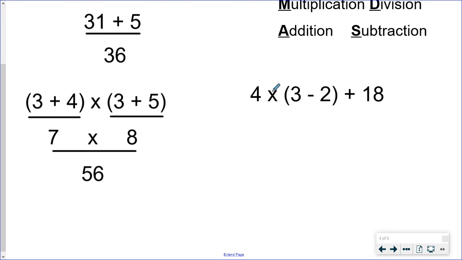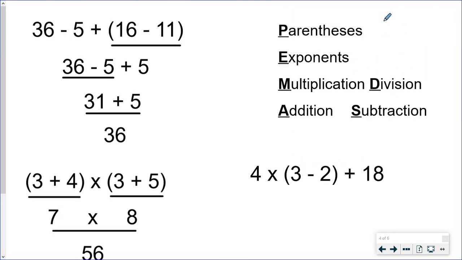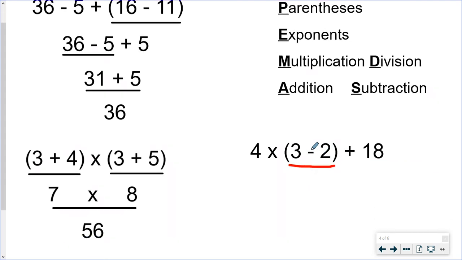What I've done is over here I have a problem that we can work on together. So let's take 4 times, inside parentheses, 3 minus 2, and then plus 18. The first thing I want to ask is, do we have any parentheses? Yes, we do. So I'm going to do that first. I'm just going to draw a line under the 3 minus 2 because I want to do that part first. So I have 3 minus 2, which gives me 1. Then I'm going to bring everything else down. I'm going to bring the multiply by 4 down, and I'm going to bring the plus 18 down as well.